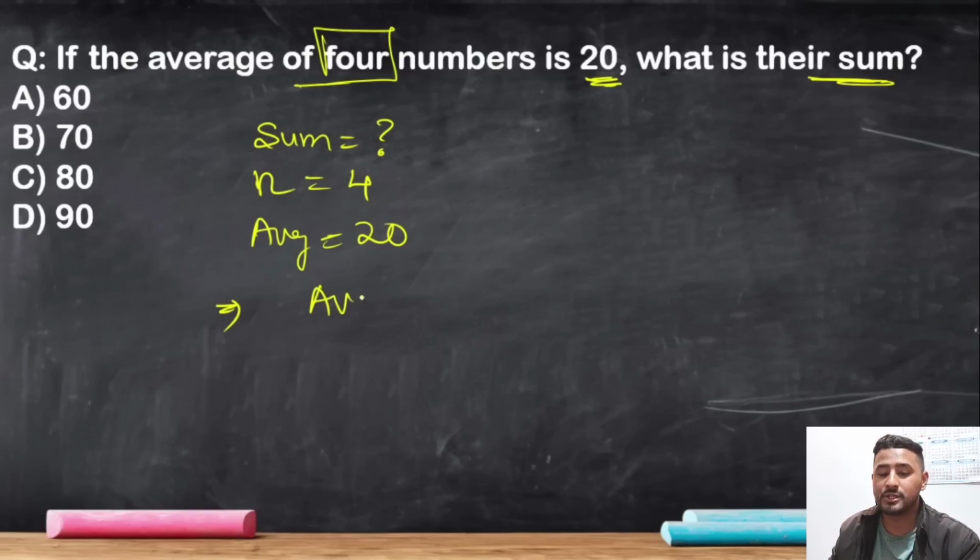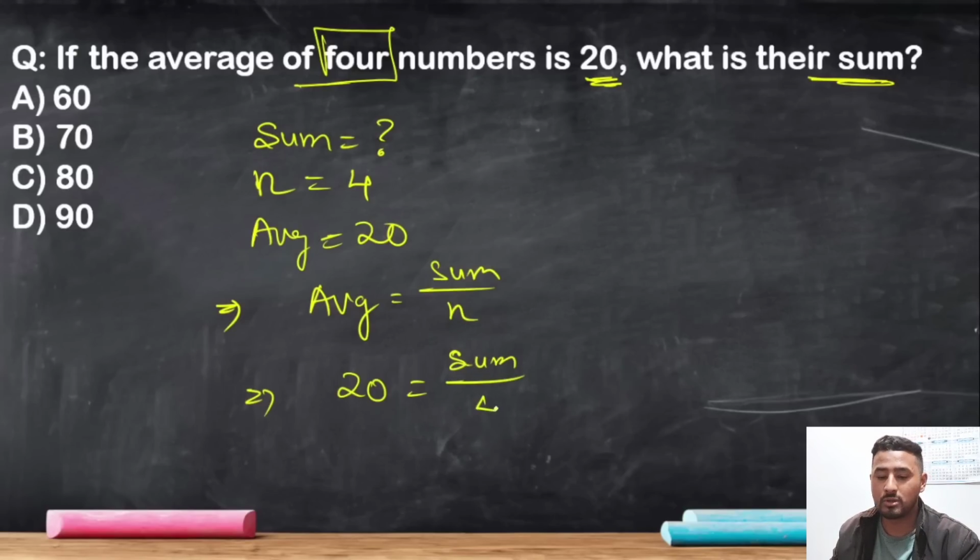Now let us see. What is the formula of average? Average is sum by total number. Total number I've written as n. So our average is 20. Sum we don't know, we need to find it. And our n is 4. Very easy, right? Just cross multiply. You'll get the answer.